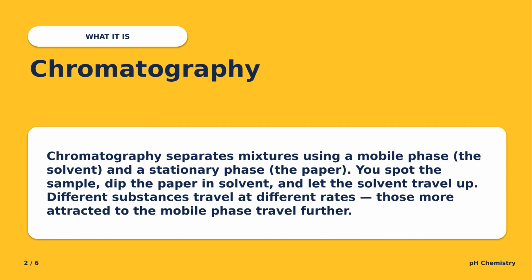Chromatography separates mixtures using a mobile phase, the solvent, and a stationary phase, the paper. You spot the sample, dip the paper in solvent, and let the solvent travel up. Different substances travel at different rates. Those more attracted to the mobile phase travel further.